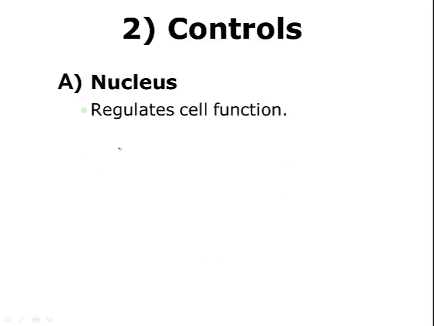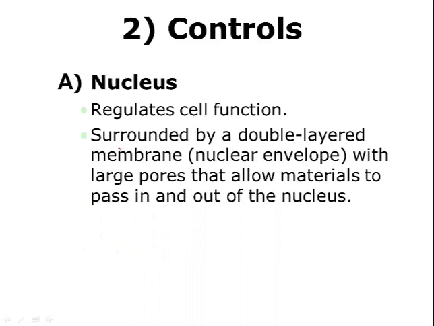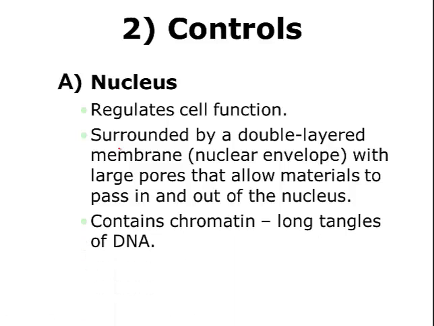Okay. Controls are up next. Your main control for your cell is the nucleus. Nucleus is going to regulate all of the different cell functions for the body. It is surrounded by a double-layered membrane called a nuclear envelope. And in that nuclear envelope, there's actually large pores that are going to allow materials to pass in and out of the nucleus. So you're going to get large amounts of things going in and out of that nucleus. So there's big holes in the membrane of the nucleus.